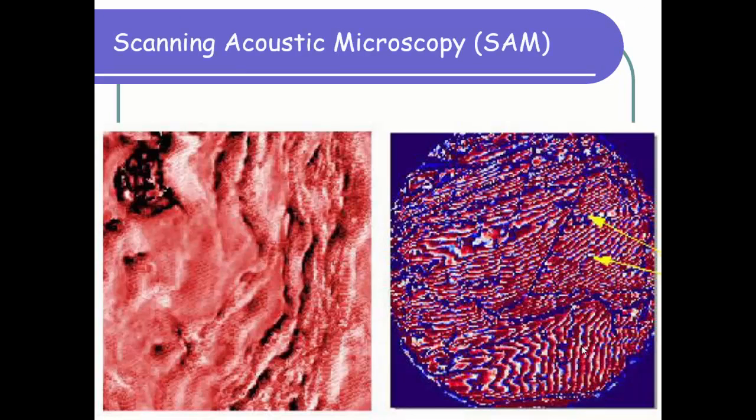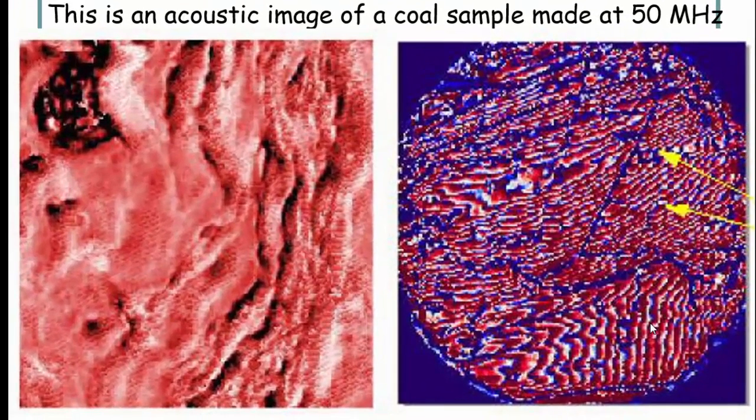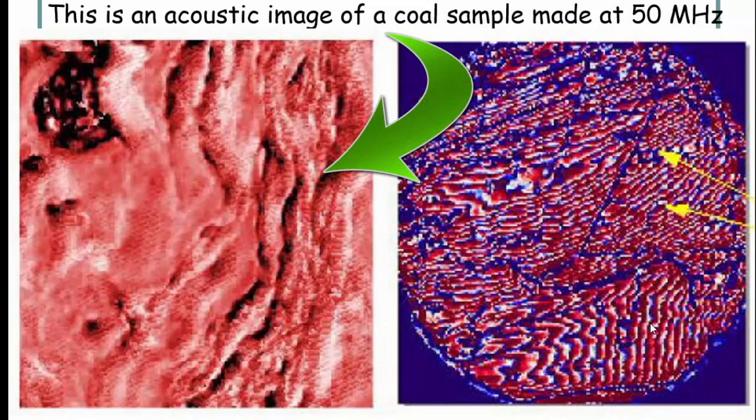This is a scanning acoustic microscope image of coal made at 50 megahertz. This image shows it at lower magnification, while this shows the shelves of the carbon atoms at a higher magnification.